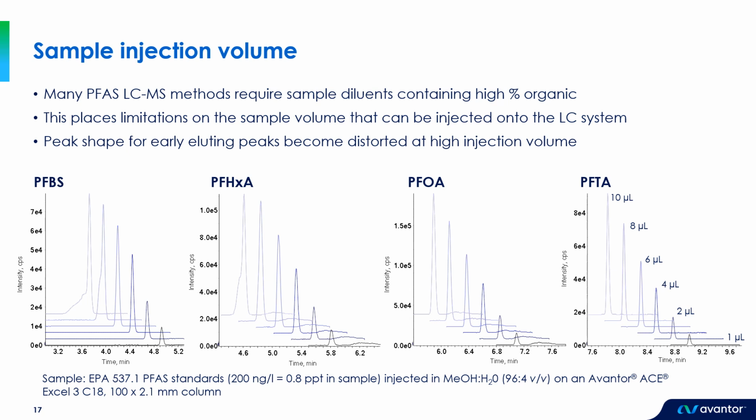So here we have an example of 4 PFAS in 96% methanol injected onto a 10 centimeter, 2.1 millimeter ID column. If we look at the PFOA and PFTA, we can see that as we increase the injection volume, we increase peak height, and the peak shape is not really affected. However, for PFBS and PFHxA, which elute earlier, we find that injection volumes of 1 to 4 microliters are fine. But as we move to 6 microliters, you can possibly see that for PFBS, we start to see some distortion of peak shape. And then as we move to 8 or 10 microliters, we completely lose the peak shape. So the requirement of using high organic in our sample means that we have to be very careful and really consider the injection volume that we use, and we'll touch on this aspect a bit more later on.